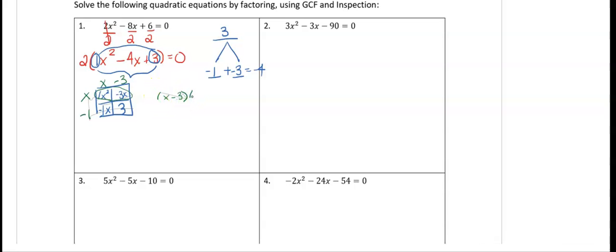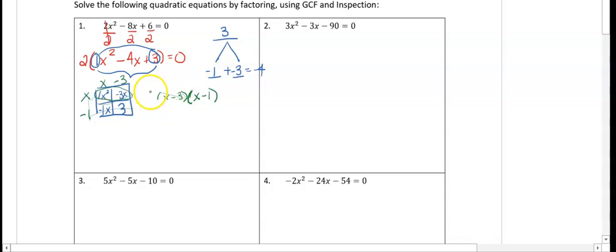And then I have right here this x minus 1 part, and it just becomes x minus 1 right here. Now, that's just the part that's inside the parentheses. Remember, I have that 2 on the outside, and I also have it equals 0. So I really have 2 times this, and it equals 0. So I have 2 times x minus 3 times x minus 1, and it all equals 0.